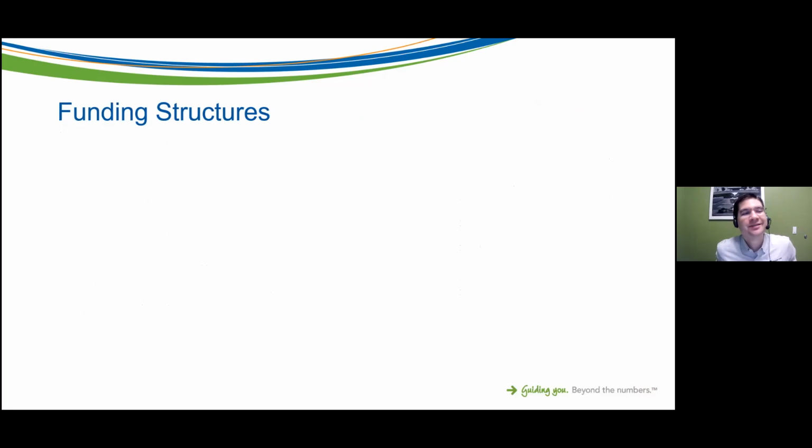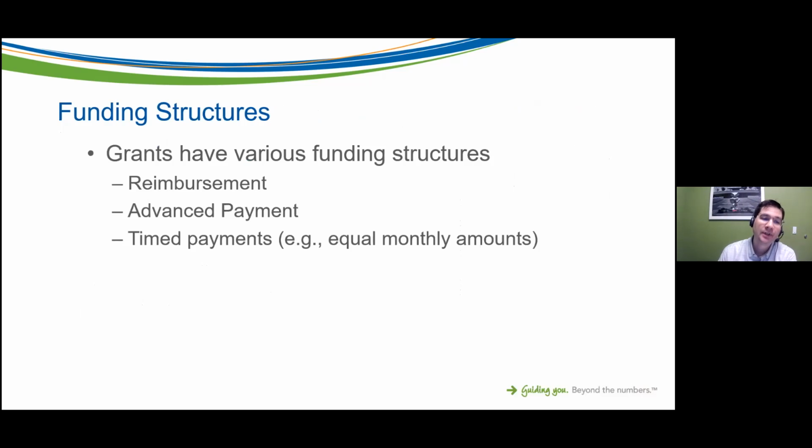So now let's look at different funding structures. There's different ways that you could receive the money with your grants. So there's reimbursement grants. You perform the work ahead of time, you see how much it costs, and you tell your funder how much money you need back to make up for it. There's also grant advances, where the funder will give you all of the money up front.